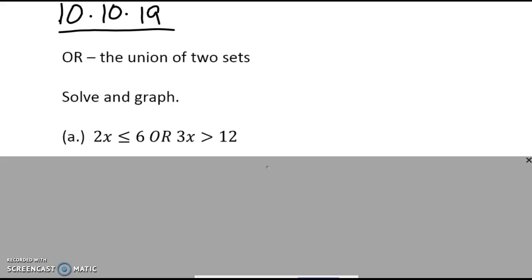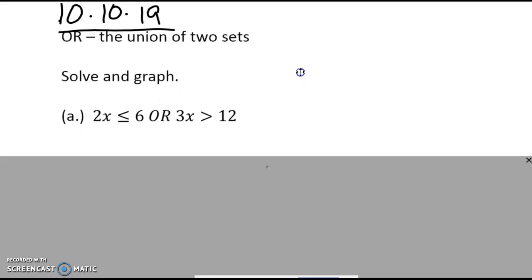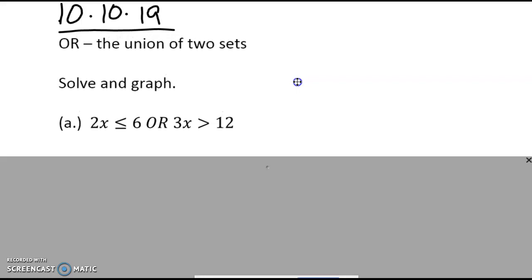Okay, so today we're going to look at OR, which is the union of two sets. They don't have to have anything in common to be a part of the solution set, the two separate inequalities when we put them together. Like with AND, they had to have something in common, and what they had in common was the solution. OR is different. We don't have to have anything in common. If they do have solutions in common, then we'll probably have to end up rewriting our solution. But when we come across that, we will work on that.